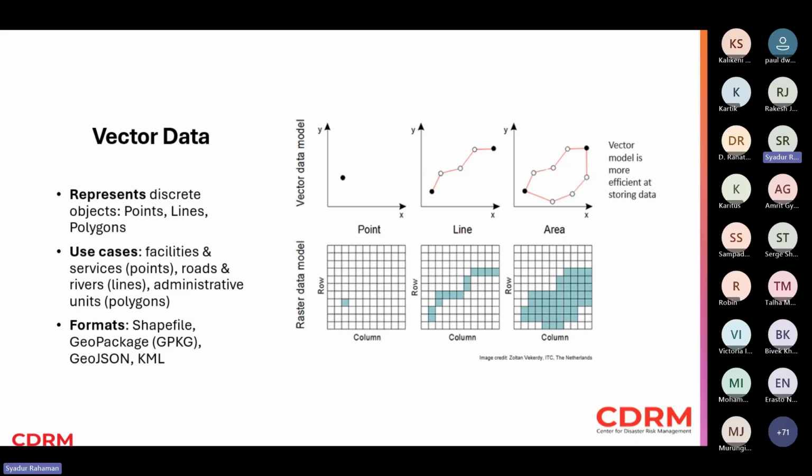The vector data has different formats, but the most common format we use is the shapefile, .shp. We use another format, the GeoPackage, and sometimes we use the GeoJSON file, which uses the JSON format, and the KML file. There are also additional types of vector data.